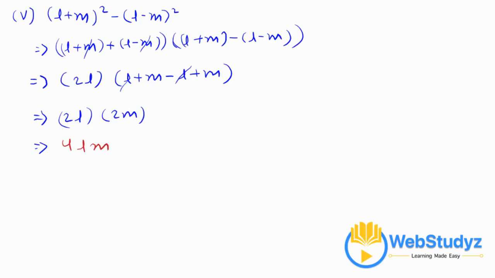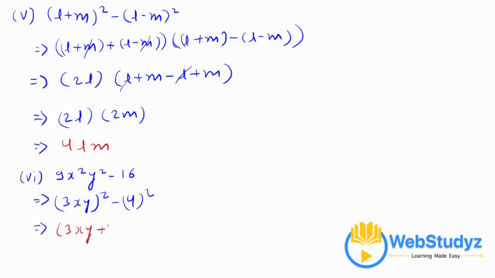Now move on to the sixth, that is 9x square y square minus 16. We can write this as 3xy whole square minus 4 square. Again, this is making the identity of a square minus b square. So we can write this as 3xy plus 4 into 3xy minus 4.